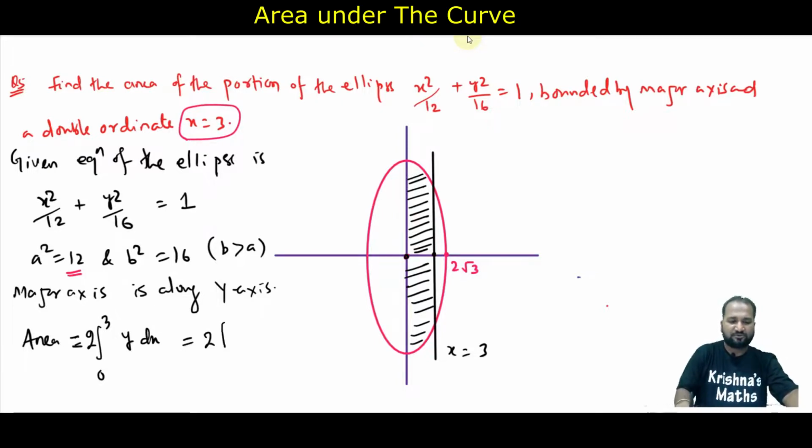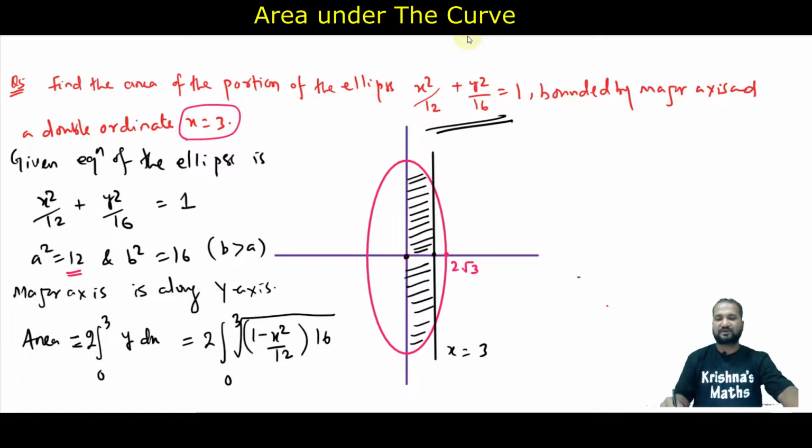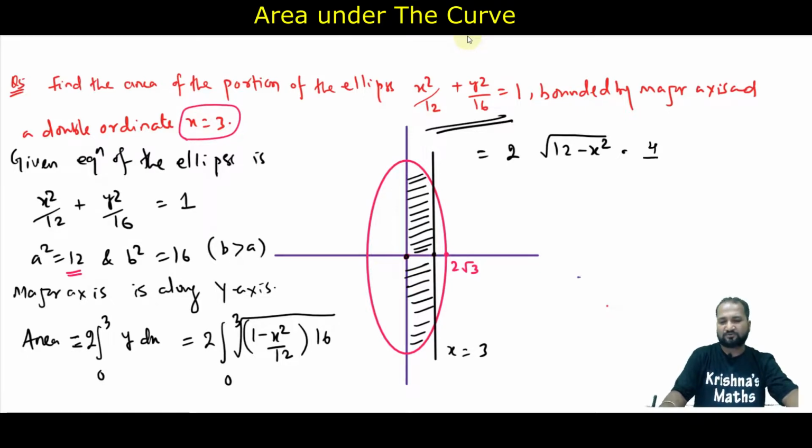So this is equal to 2 into integration 0 to 3, taking b outside, y is b times square root of 1 minus x square by 12. So this is into 16 times square root. So this is equal to 2 into square root of 12 minus x square into 16 by 12. 16 by 12 is 4 by 3, and the square root gives 4 by 3, integration within the limit 0 to 3.